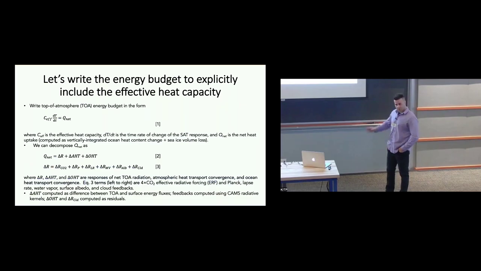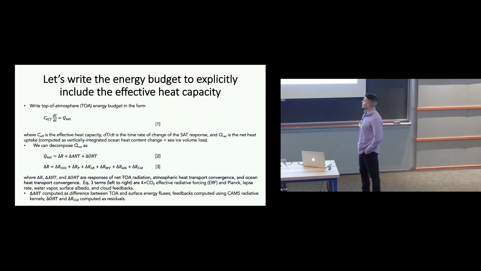So, in other words, we have again neglected the atmosphere heat capacity and the heat capacity of the land as well. We can decompose Q net as shown in equations 2 and 3. In equation 2, delta R is the top of atmosphere radiation change, and delta AHT and delta OHT are the changes in the heat transport convergence by the atmosphere and ocean circulations. We can further decompose the top of atmosphere radiation response as shown in equation 3. This is just the traditional way of doing it, into a CO2 effective radiative forcing and various feedbacks.